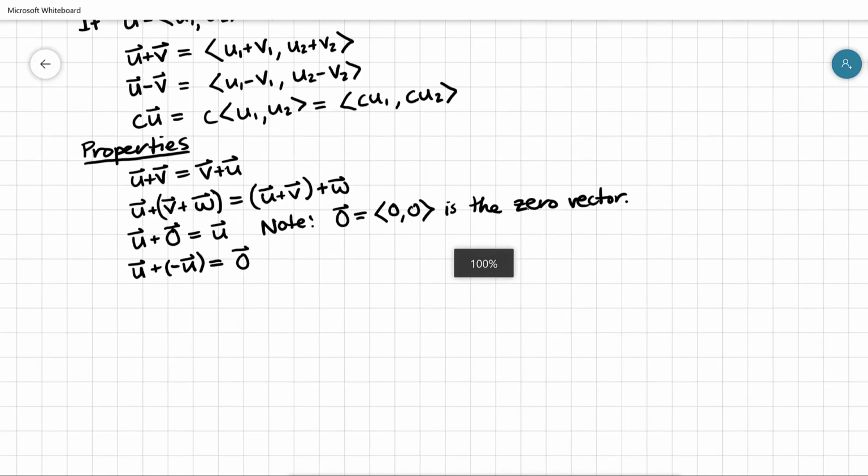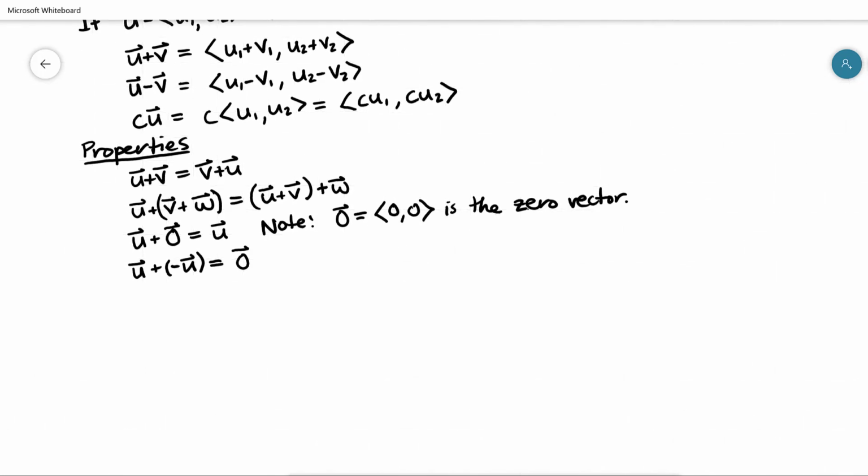What else do we got here? If I'm interested in figuring out what's the magnitude of c times u, so I've got a vector u multiplied by a constant c, what is the magnitude of that combined larger vector? Well, it's just going to be the absolute value of c times the magnitude of the vector u. So we can split it up that way.